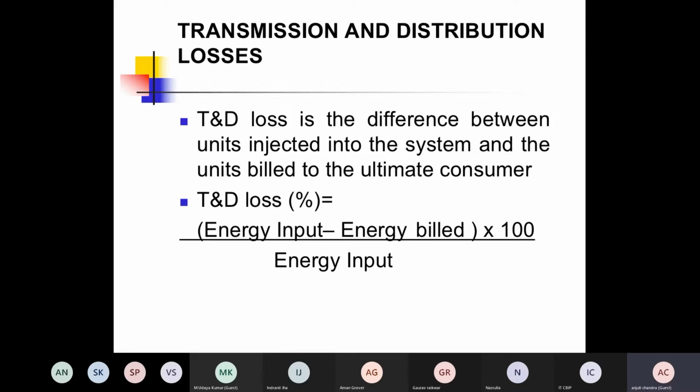But where does the loss take place? You tell me, where does the loss take place, in your opinion?